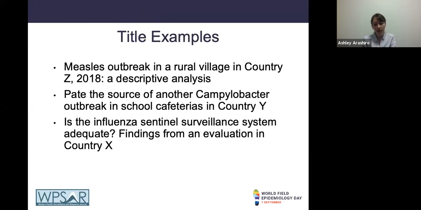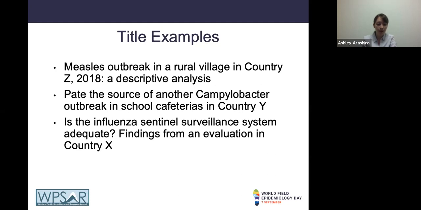So let's look at these examples. First, we have a descriptive title, "Measles Outbreak in a Rural Village in Country Z, 2018: A Descriptive Analysis." We can see the person, which we can assume is the population of this rural village, the place, Country Z, and the time, 2018. We have the topic, measles, and the study design, a descriptive analysis.